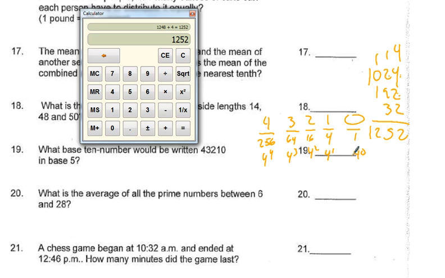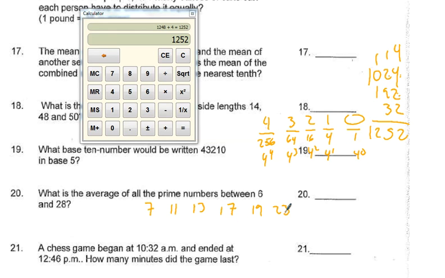All right. What is the average of all the prime numbers between 6 and 28? All right. Well, let's make a list. 7, 8, no. 9, no. 10, no. 11, 12, 13, 14, 15, 16, 17, 18, 19 is prime. 20, no. 21, 22, 23, 24, 25, 26, 27. Oh, no, those are right.